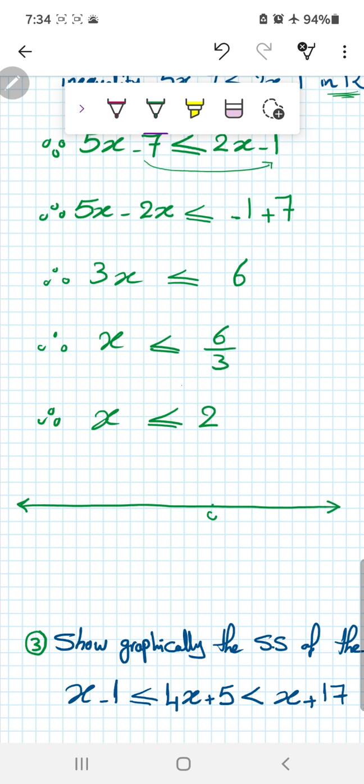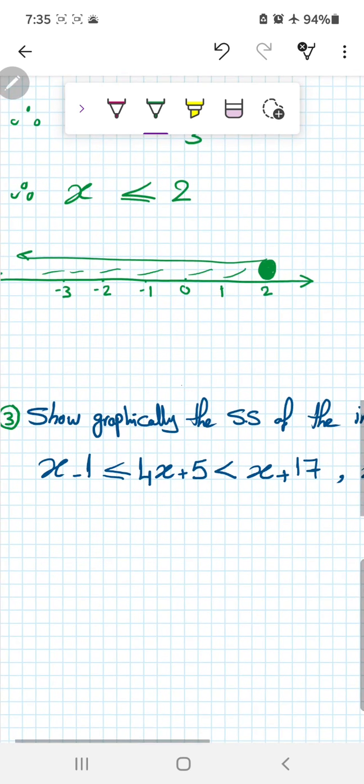Here we have 0, 1, 2, -1, -2, -3. Here we have x less than or equal to 2, so we shaded the circle because we have equal. Less than means the left part of the number 2. So this is the solution set represented on the number line.